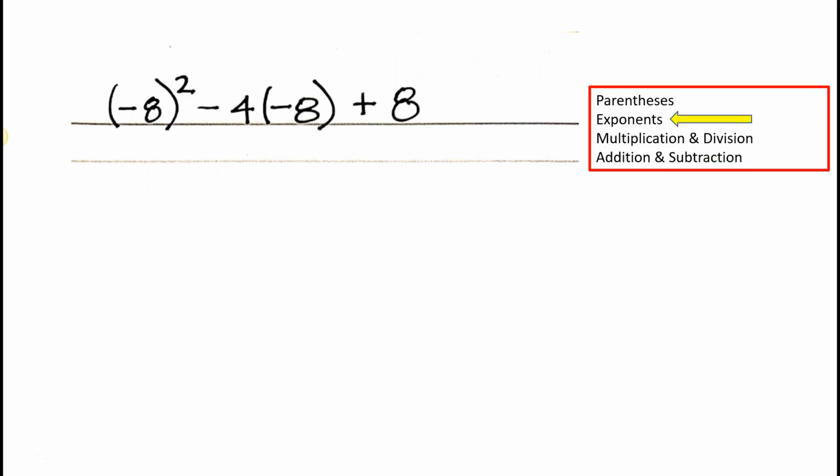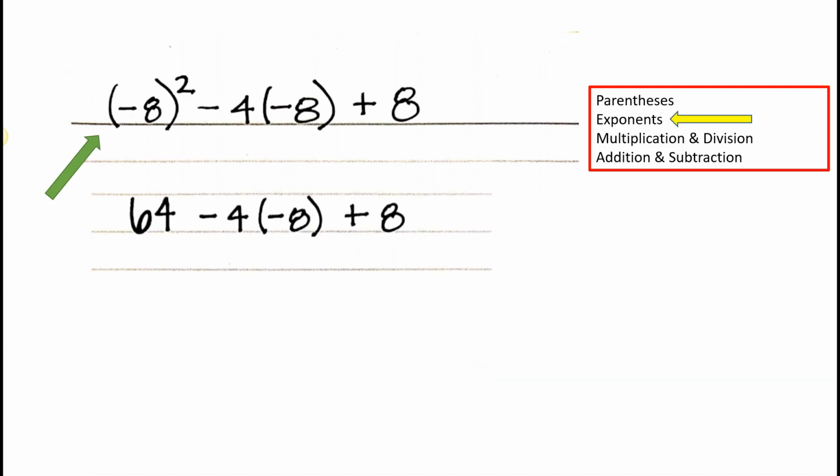So that means we're going to go to the next step, which is exponents. My first step of this problem is going to be to square the number -8. Now, -8 squared means I'm doing -8 times itself, or -8 times -8. That becomes positive 64. So now, and it's really important that you listen to how I say this, here's what I have now. I have 64 minus 4 times -8 plus 8.